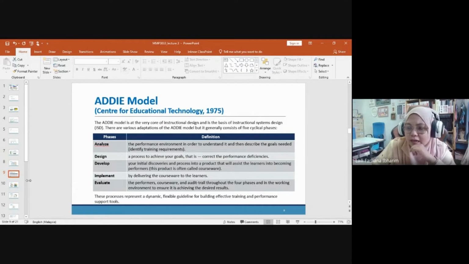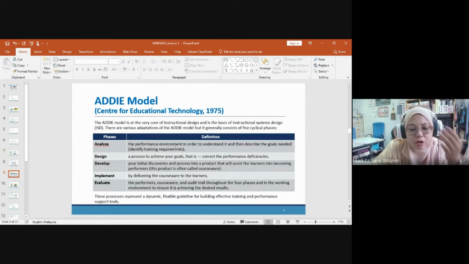Okay, first is analyze. The ADDIE model is an abbreviation: A, analyze; D, design; D, develop; I, implement; and E, evaluate. First we go to analyze. In this stage we will identify the performance environment in order to understand it, and then describe the goals needed.